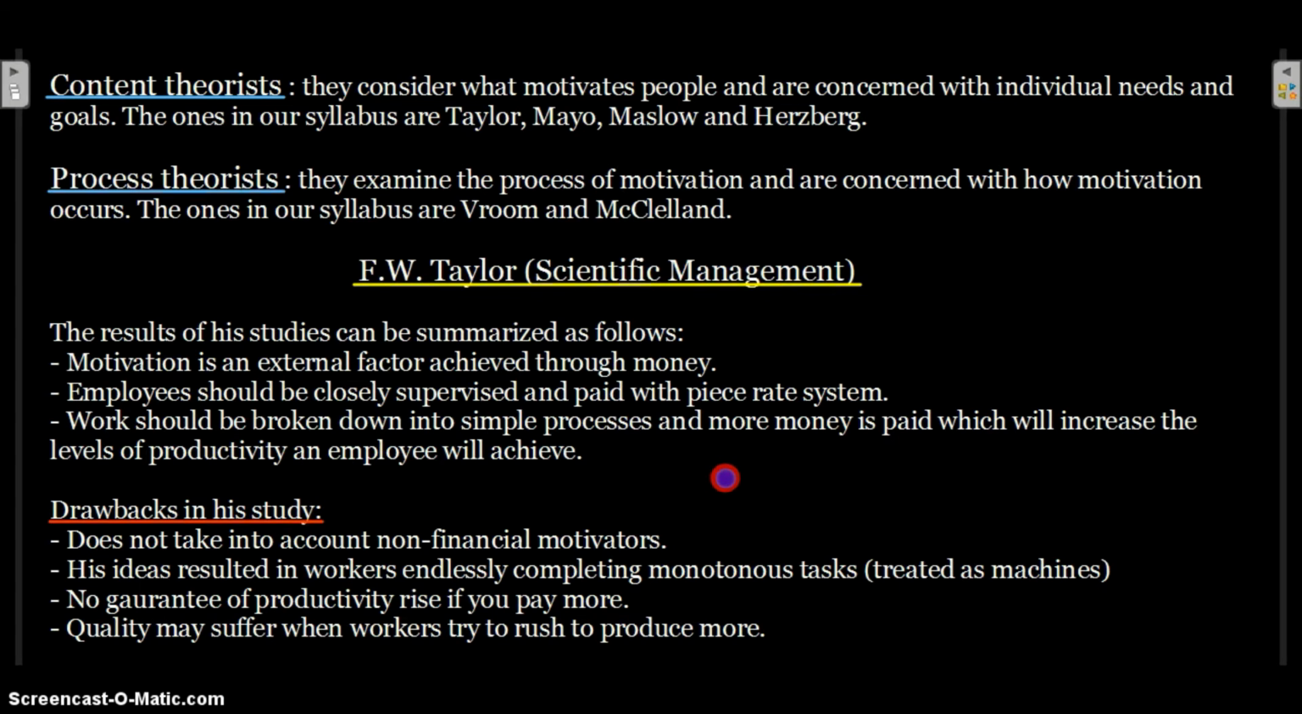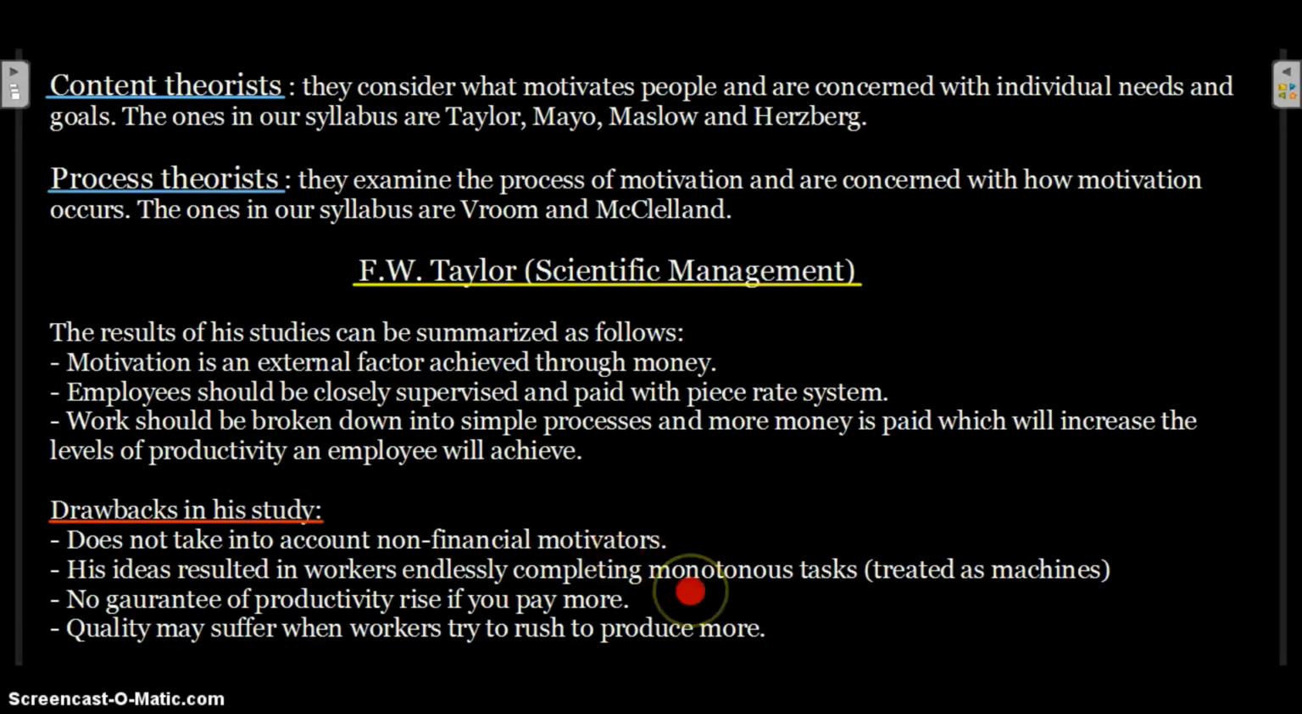With his piece rate system, he believed that more money would be paid to the employees, and as more money is paid, they will be more productive at work. But that was not always true, as there were drawbacks in his study. His study does not take into account non-financial motivators, because not all people are just happy with money. There are some who want other things like social needs or psychological needs, not just money. As they say, money can't buy everything, and that's what the non-financial motivators are. You can't just buy everything with money, right?